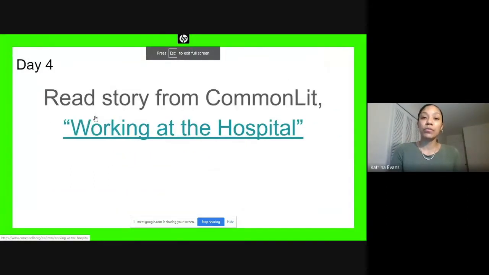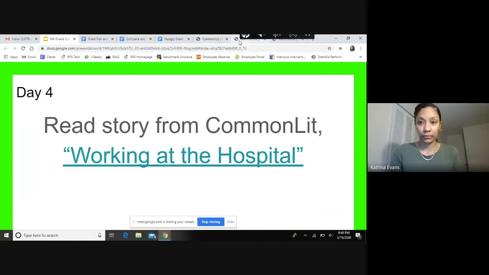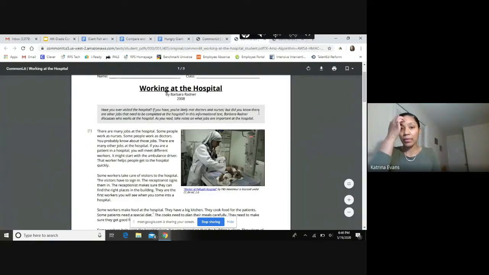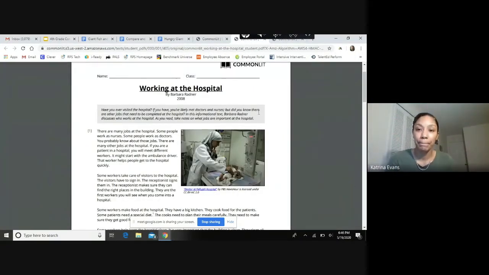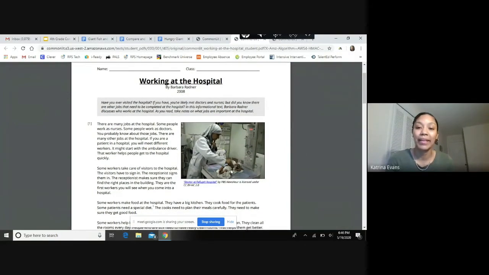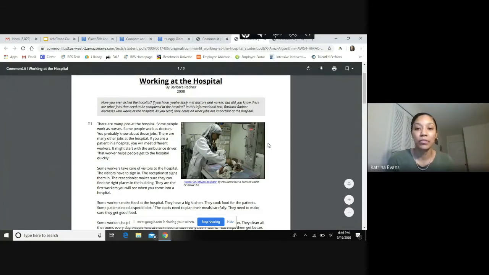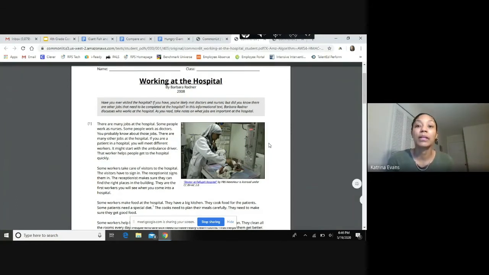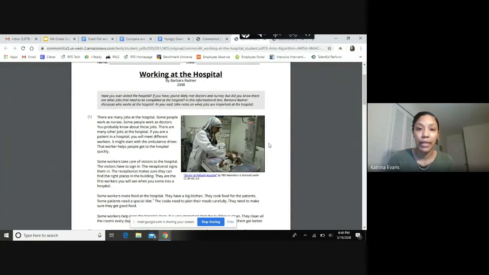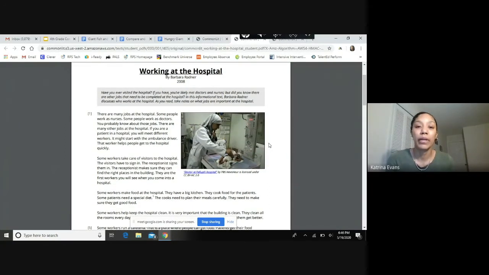Today, we're going to read another story from CommonLit, and the title of this story is Working at the Hospital. Now, when we take a look at this story, it's different. When you look here, it's not an illustration. There is a photograph for this story. And this is a clue to let me know that Working at the Hospital is not a fictional story. It must be nonfiction because it includes a photograph. This story was written by Barbara Rader. Let's begin. Please follow along.